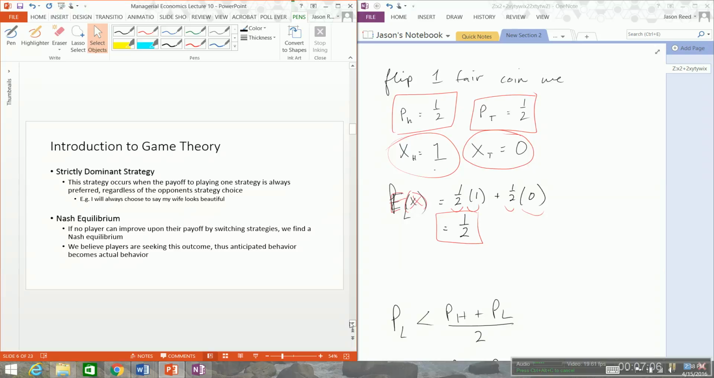So, like rock, paper, scissors, if I threw rock and my opponent throws scissors, I would not want to change my strategy. But my opponent, who threw scissors, knowing that I threw rock, would want to change their strategy. Therefore, that can't be a Nash equilibrium. So we're going to search for and find the Nash equilibria in these games. That's what we're trying to look at.